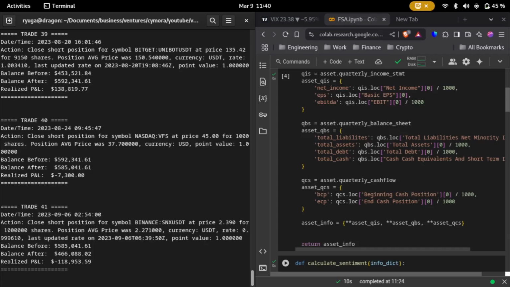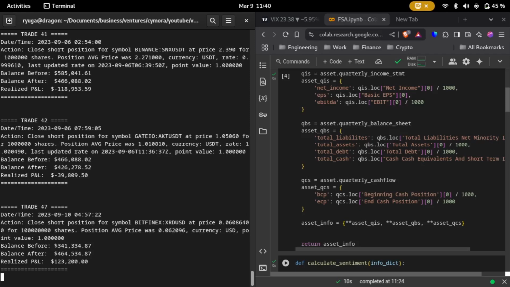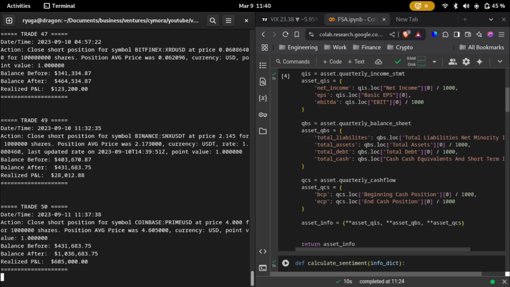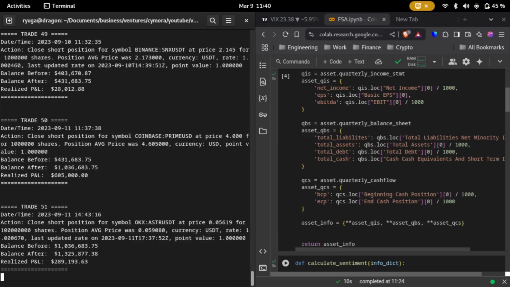So if you continuously go, now there's some losses. I lost about 118,000 on another cryptocurrency, lost about 39,000, made 100,000. Now you can see that my trades are within the $100,000 range, and the account is starting to go from 400,000 to the early seven-figure range. And as you can see here, there's this cryptocurrency on the Coinbase exchange called Prime USD, and I was short against it.